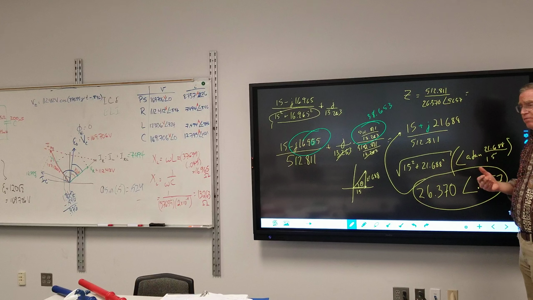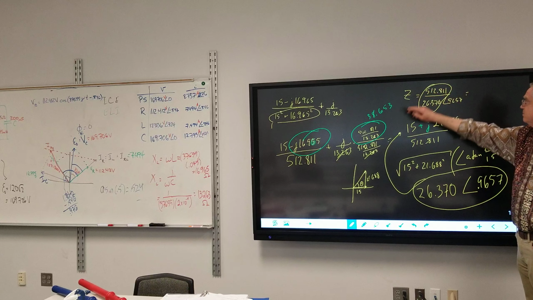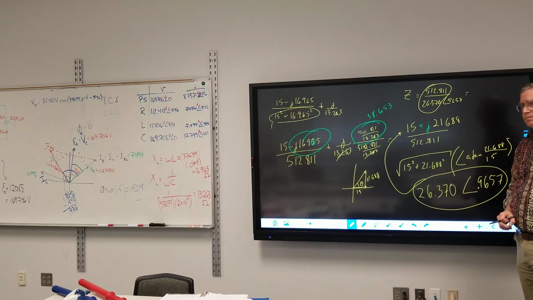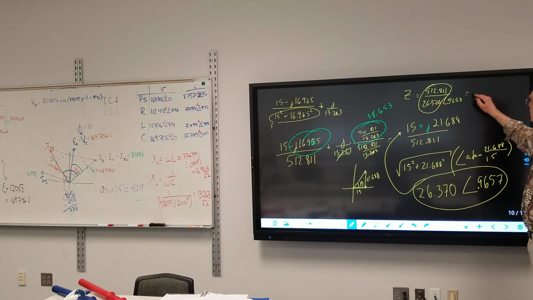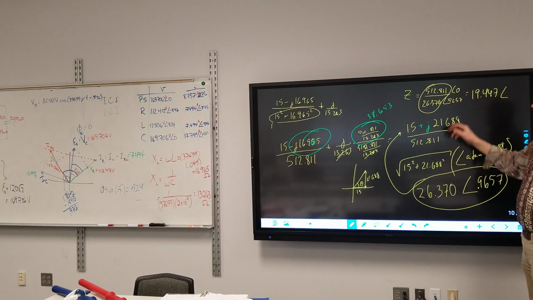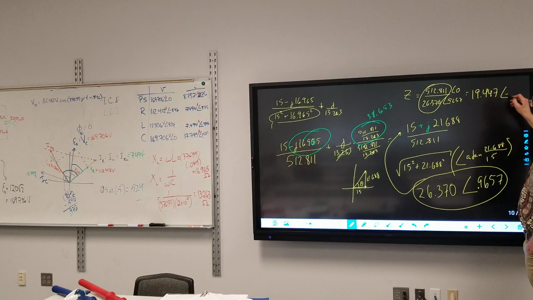The amplitude of my impedance is right there, 512.811 divided by 26.37, which is 19.447. My angle is, I have an implied angle of 0 here, divided by this angle, and in essence you're subtracting, so negative 0.9657.